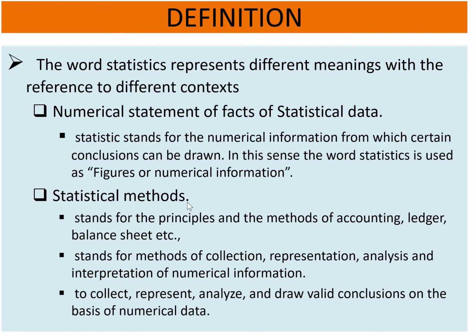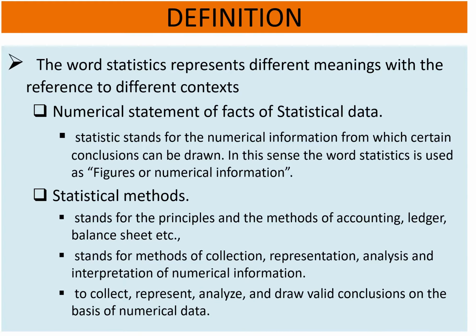Statistical methods are one more thing. The statistical method definition stands for the principles and methods of accounting, ledger, and balance sheet. It stands for the methods of collection, representation, analysis, and interpretation of numerical information. It again means to collect, represent, analyze, and draw valid conclusions on the basis of numerical data. This is the statistical method.